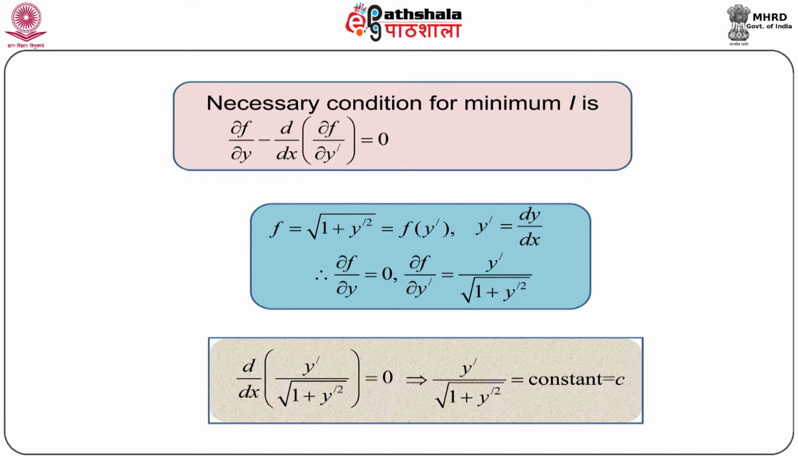From this, we have y dash square equal to c square into 1 plus y dash square. We get it after squaring. After simplification, this gives this one. As c is a constant, square root of 1 minus c square is also constant. So, we can write it as another constant, which is a. This on integration gives y equal to a into x plus b. a and b being constants, this equation represents a straight line.